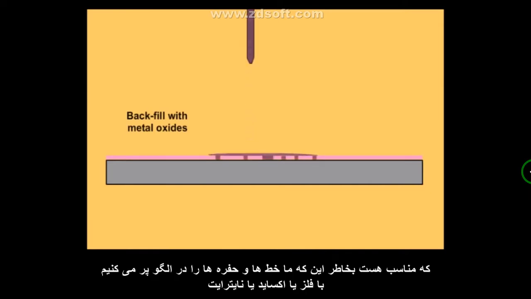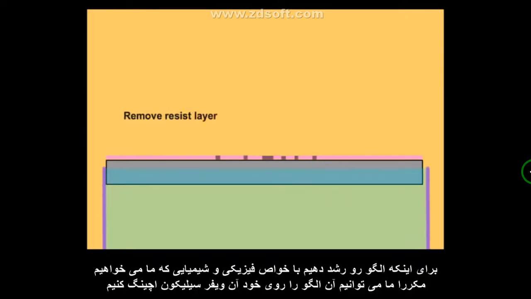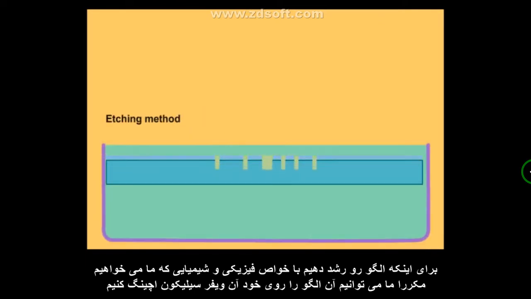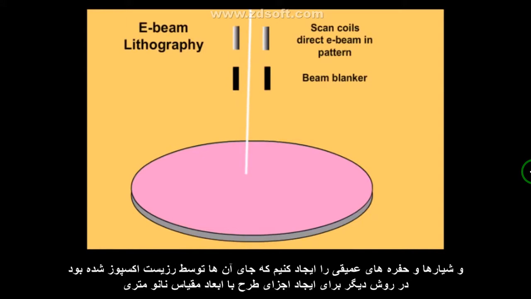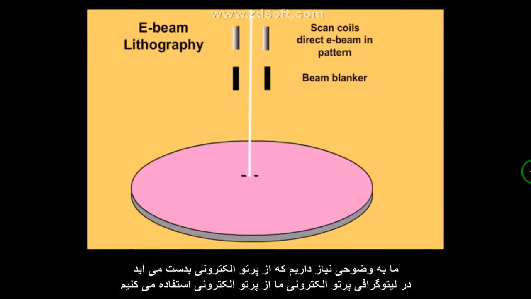That's useful because we can backfill the lines and holes in the pattern with metals or oxides or nitrides to grow a pattern with the chemical and physical properties that we want. Alternately, we can etch the pattern into the silicon wafer itself and create deep troughs and holes where the resist was exposed. In order to create pattern elements with nanoscale dimensions, we need the resolution of an electron beam.